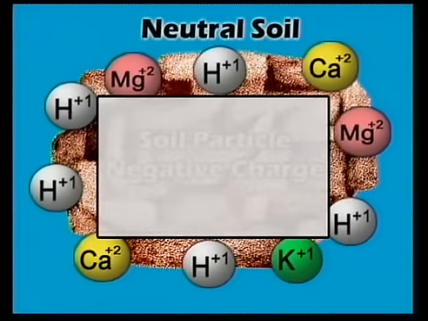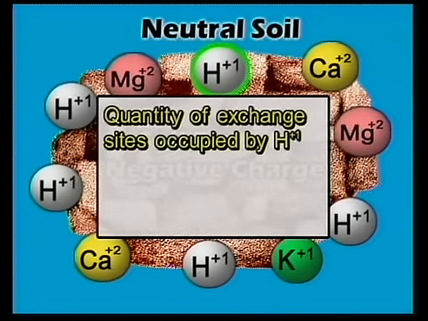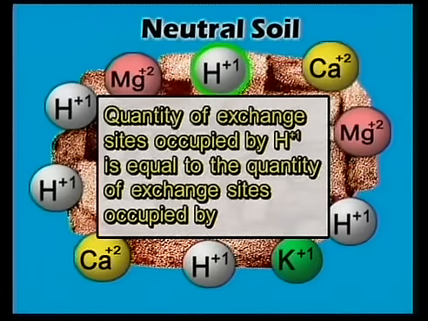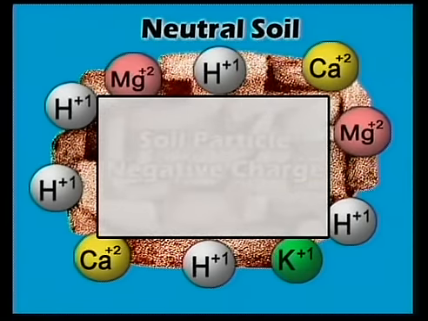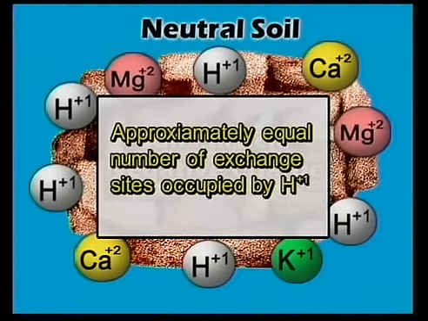In a neutral soil, the quantity of exchange sites occupied by hydrogen will be approximately equal to the quantity of exchange sites occupied by exchangeable bases. In this case, magnesium, calcium, and potassium. So neutral soils, once again, would have an approximately equal number of exchange sites occupied by hydrogen, the acidic soil cation, versus the others here, which are all basic cations: potassium, calcium, and magnesium.